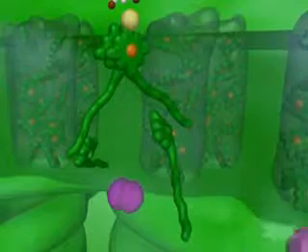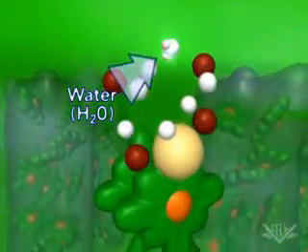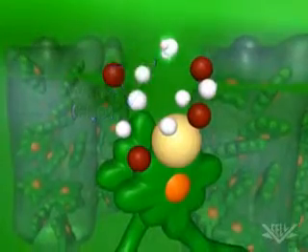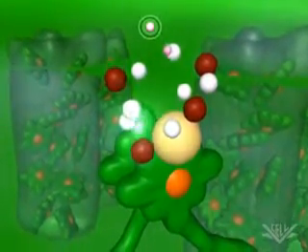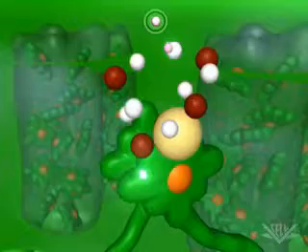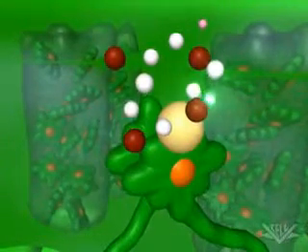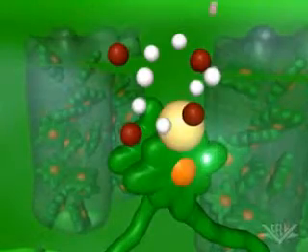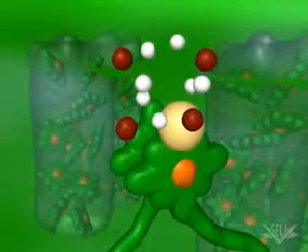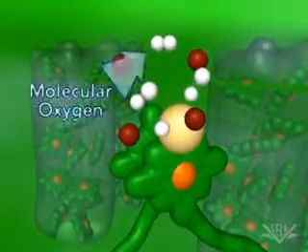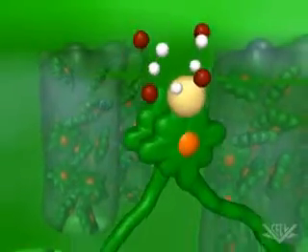The 2 electrons lost from photosystem 2 are replaced by the splitting of water molecules. Water splitting also releases hydrogen ions into the lumen. This contributes to a hydrogen ion gradient similar to the one created by mitochondrial electron transport. After 2 water molecules have been split, 1 molecule of molecular oxygen is created.